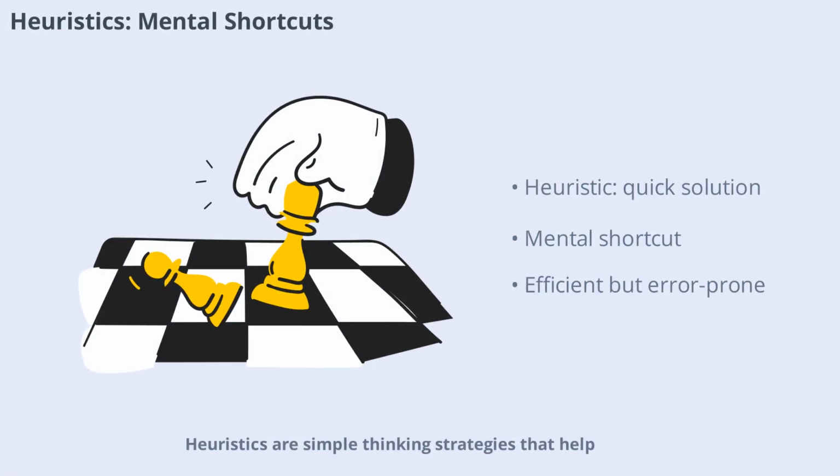Heuristics are simple thinking strategies that help us make judgments and solve problems efficiently. Unlike algorithms, heuristics are usually faster but more error-prone. For example, you might use the rule, if it looks like a duck, it probably is a duck, instead of checking every detail. Heuristics save time and mental energy, but they can lead to mistakes, especially when we rely on them in complex situations. Recognizing when to use heuristics versus algorithms is an important skill in everyday life.